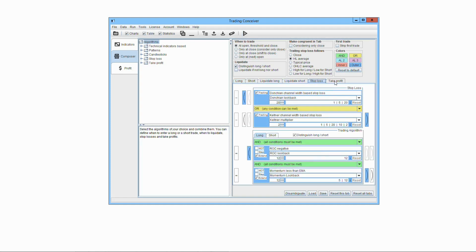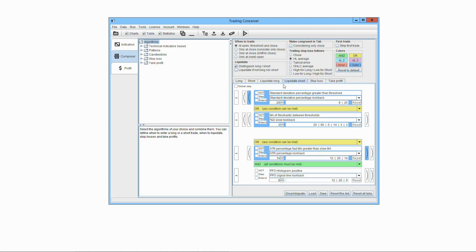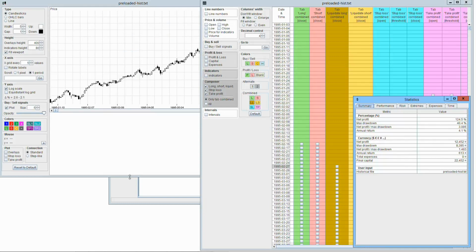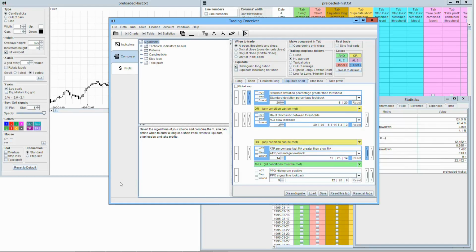Trading Conceiver will take care of the rest. In the following chapters, we give you an insight of how the build is computed. You just need to press the Run button to see the results of your creation. Windows will pop up according to your desired selections through the appropriate checkboxes: Charts, Table, Statistics.